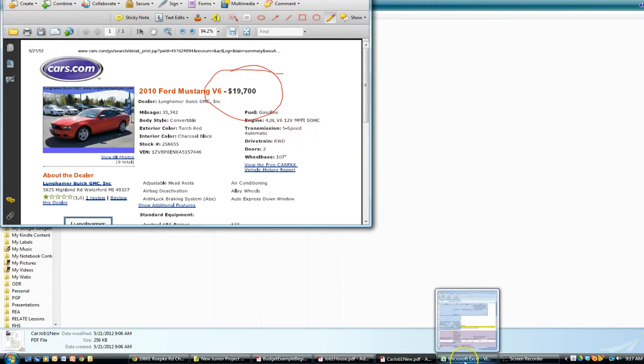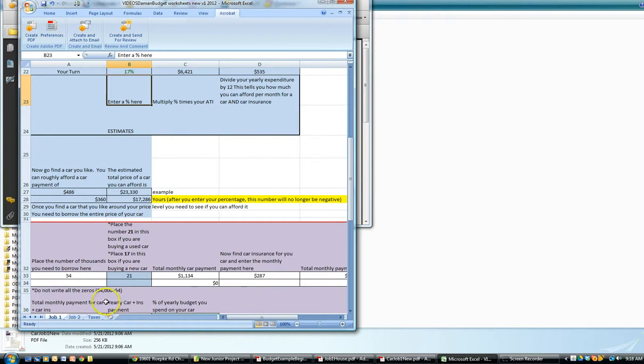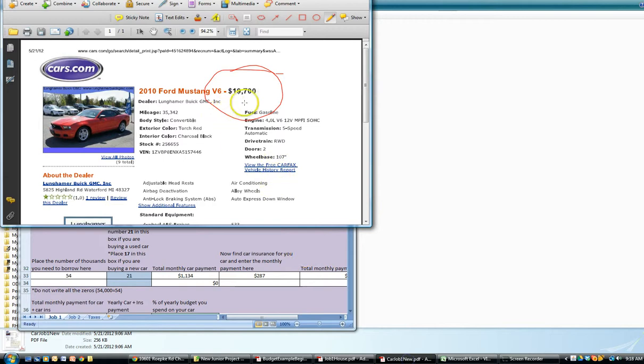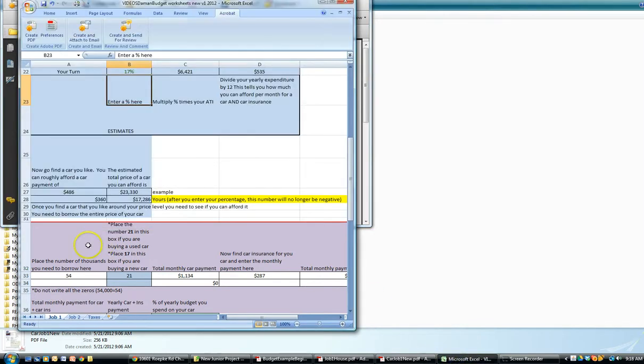To figure out my payment, I go back here, and we need to put the number of thousands borrowed. If you look at that, it's 19,700. We always have to round up when we're trying to calculate this, so the number of thousands I would need to borrow is 20. I'm going to type in 20. This is a used car, so if it was new I'd put 17, but because it's used, I'm going to put 21. And I click enter. So that gives me my payment.